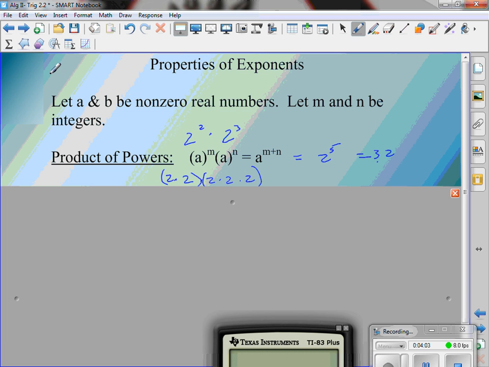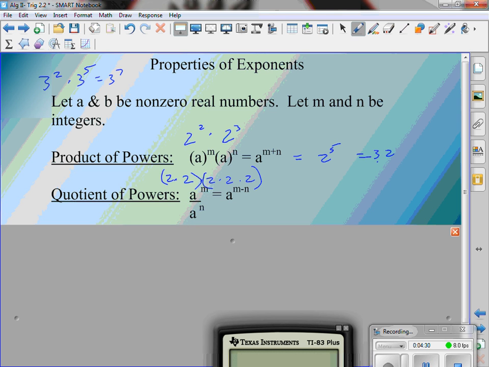Now if I have 3 squared times 2 to the 5th, I can't do anything with those. I can't add them together. They have to be the same base. So if I change this and made it 3 to the 5th, what's your answer? 3 to the 7th. And then I could go and figure out what 3 to the 7th is.